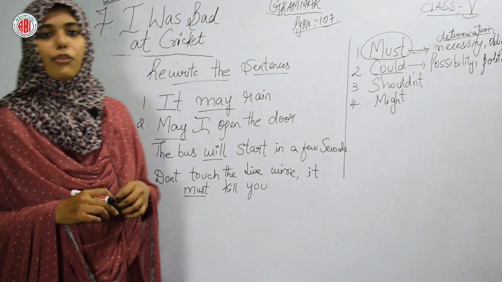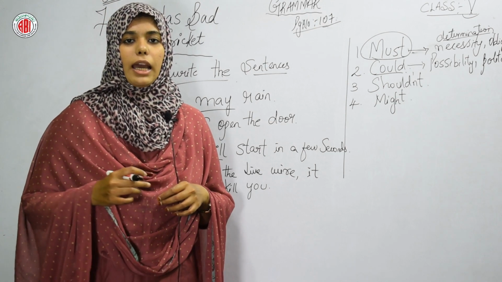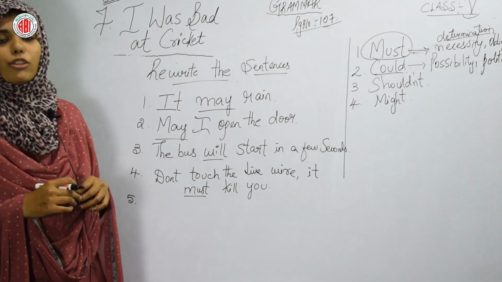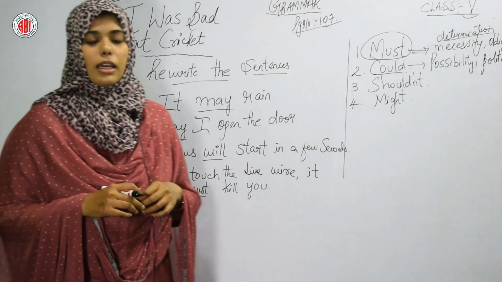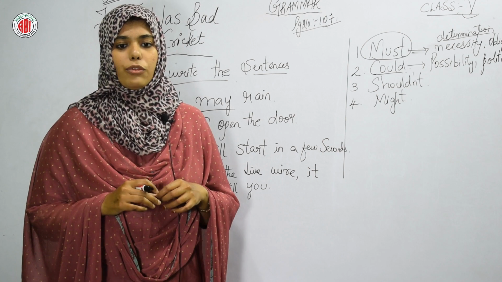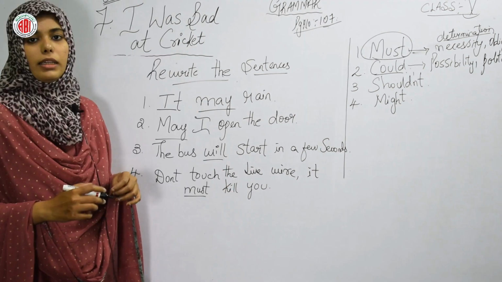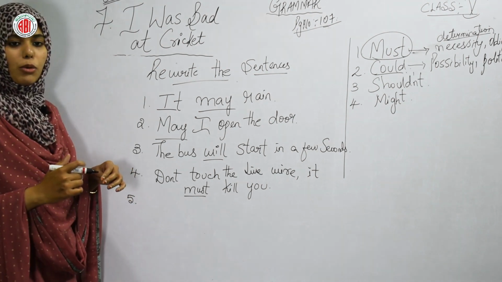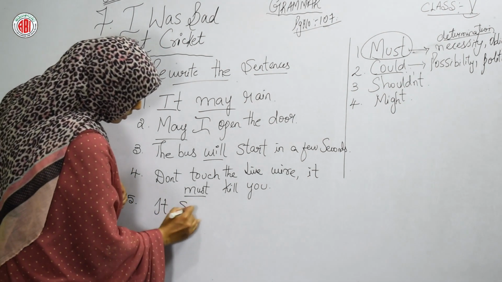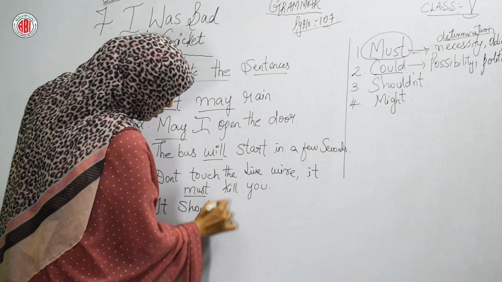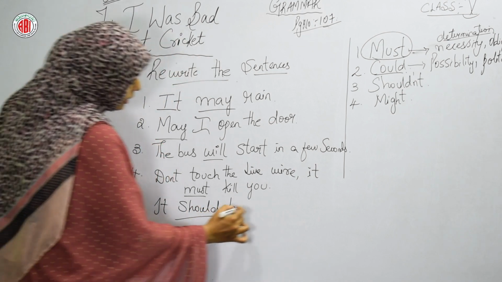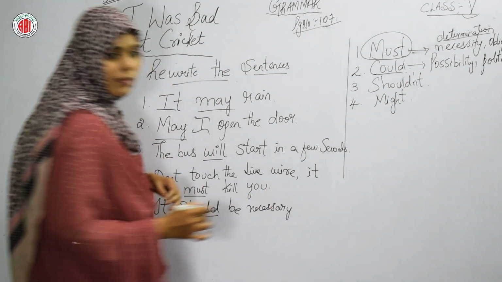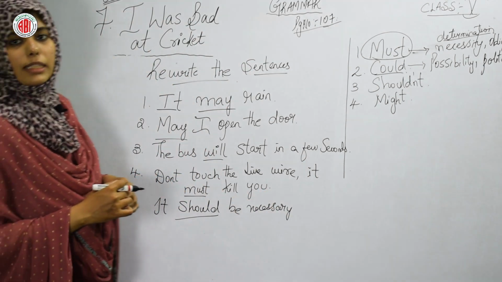Last is: it is necessary for us to protect the trees, and the word given in the bracket is should. So we have to replace it with should: it should be necessary for us to protect the trees. Yes, so we are going to rewrite the sentence by using the modal should: it should be necessary for us to protect the trees.